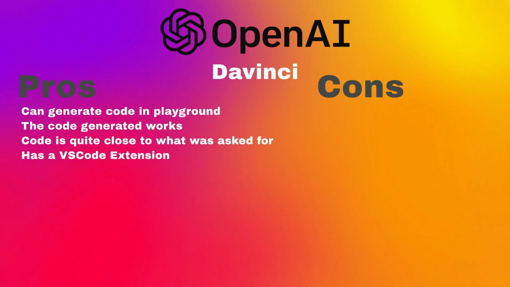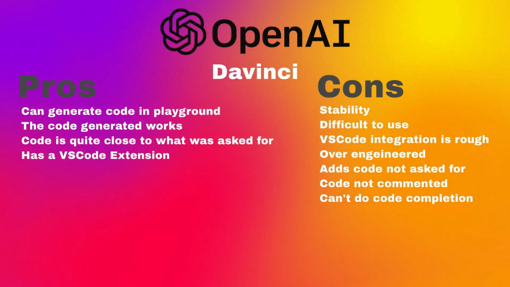The code was quite close to what I asked for, which was nice, like it's nice when your plane lands quite close to the airport, although it did add some features that I didn't ask for, and that would make me trust it less than GitHub CoPilot. There is a VS Code extension for OpenAI's Davinci, and it did work, but we'll talk more about that in the cons as well. So what are the cons to OpenAI's Davinci?